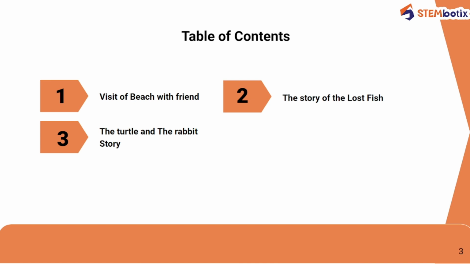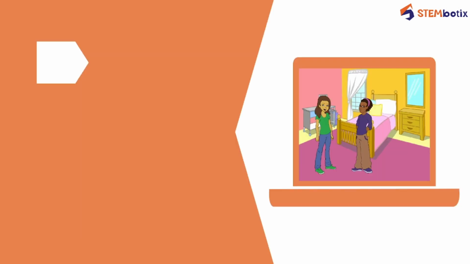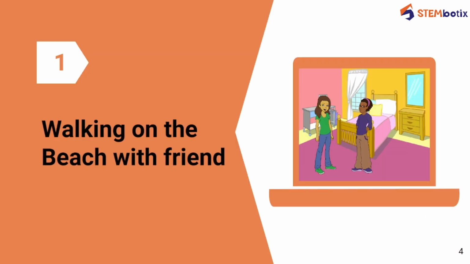So this is our table of contents, in which the first part is a story of visiting a beach with a friend. In the second part we are going to make a story of a lost fish. And in the third part we are going to learn about the coding of the story between a turtle and a rabbit.